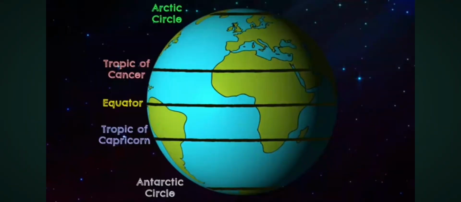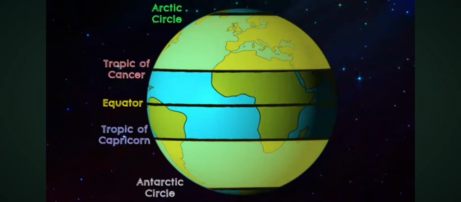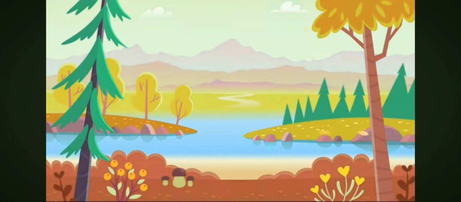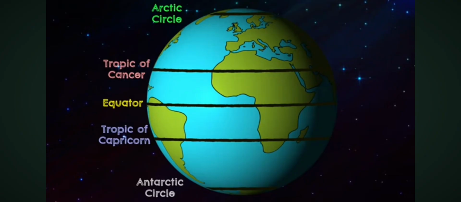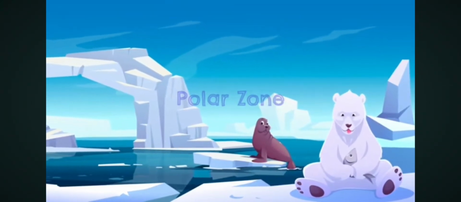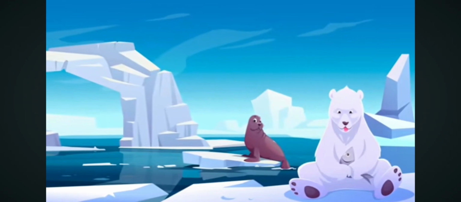The areas between the tropic and the polar circles is called the temperate zone, where you can generally experience all four seasons during the year. The area beyond the polar circles is the polar zone, which gets the least direct sunlight and is generally cold and full of ice and snow.